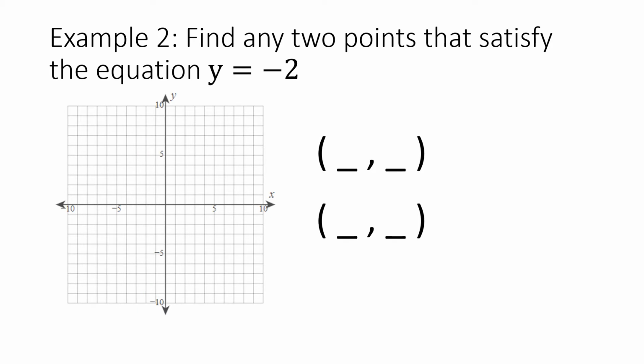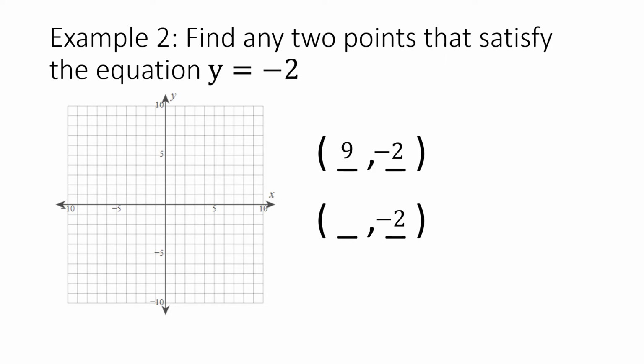Example 2, find any 2 points that satisfy the equation y equal to -2. This is very similar to example 1, except this time y is equal to -2. So I'm going to follow the same process, and for both of my points, -2 is going to be my y value or my y coordinate. So I'm going to go ahead and put those in for my points, and then now I'm just going to pick an x value or an x coordinate for these 2 points.